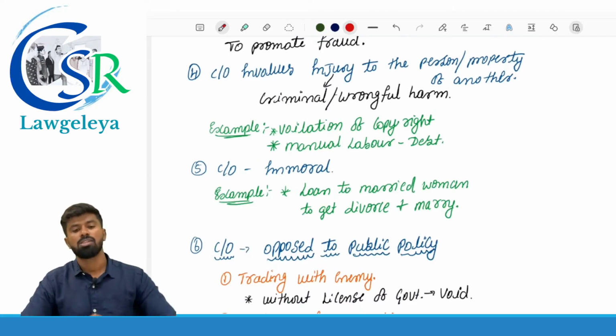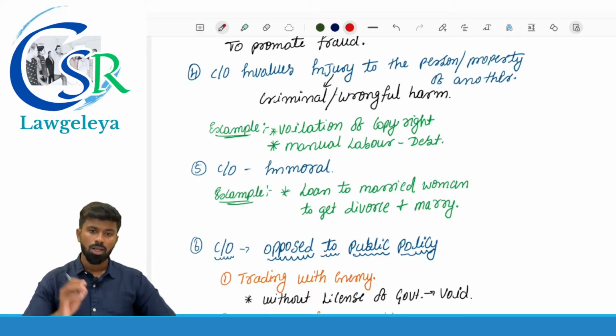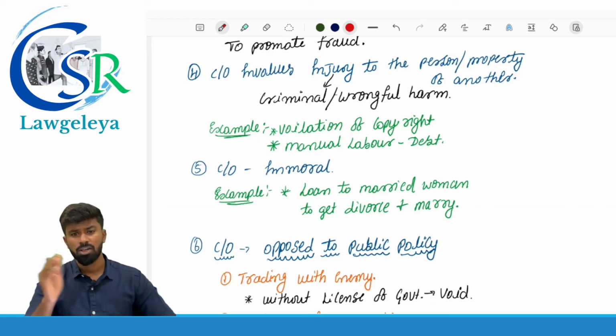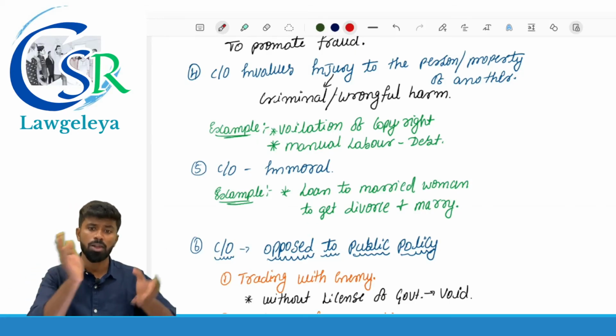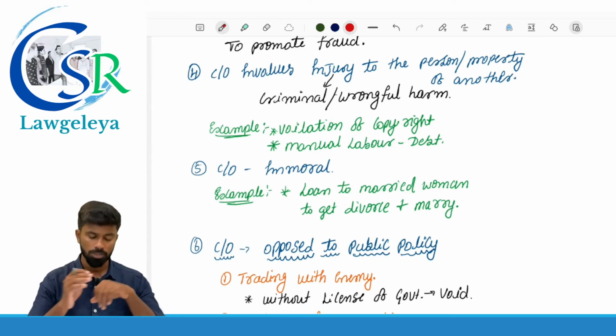Next one, if a consideration or object is immoral, against the public morality, it is unlawful object, hence the agreement is void. Example, a loan to a married woman for a written promise to get a divorce and get married to the person who is giving the loan. Valid? No, it is immoral, opposed to public morality.